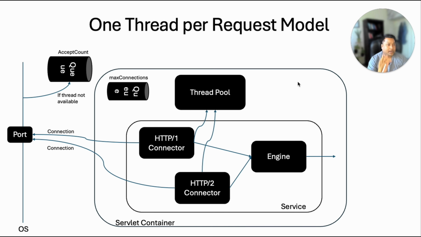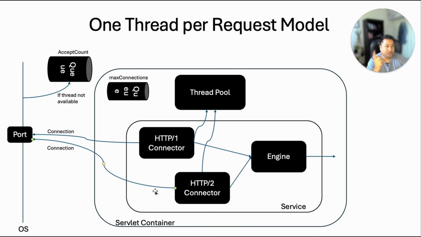So this is the one thread per request model, where you have your operating system here, and on a particular port in your operating system, your servlet container. As part of your Spring Boot, it comes with an internal Tomcat application server. That Tomcat application server has a servlet container. The servlet container is the main component that does all the jobs. The servlet container has a dedicated service assigned.